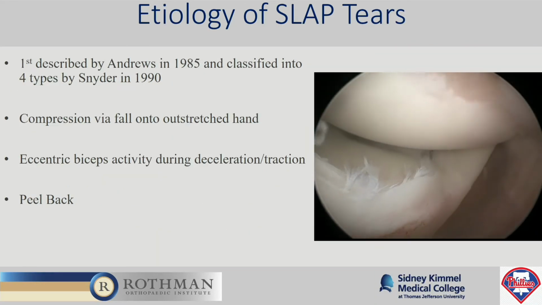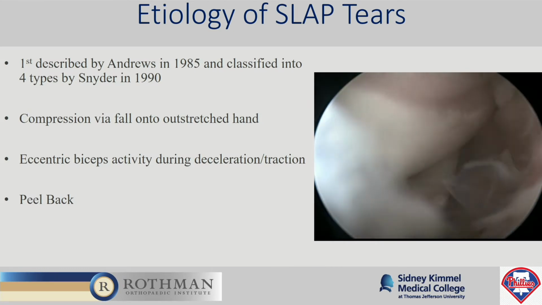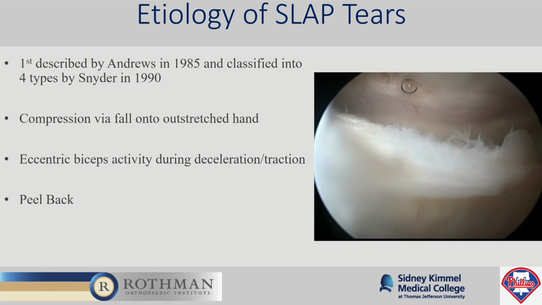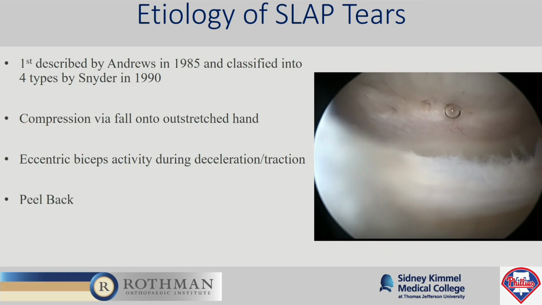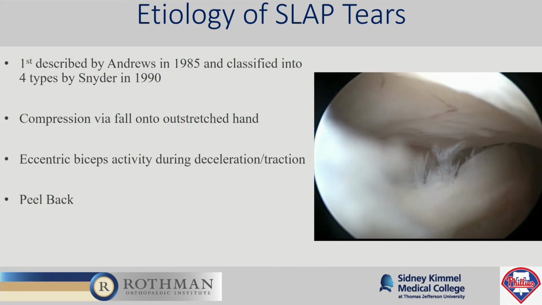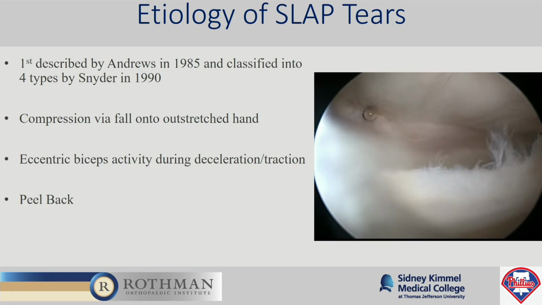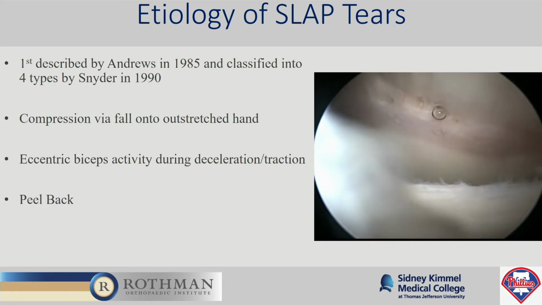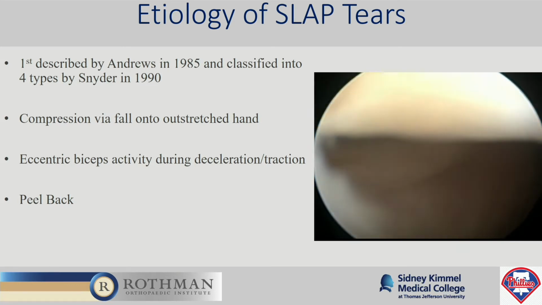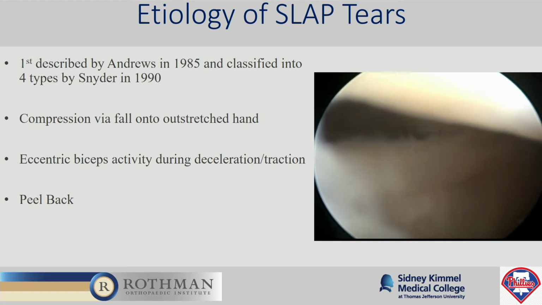When we talk about slap tears, we have to think about why they occur. There are two schools of thought as to why slap tears occur in our overhead throwers. It was first described by Dr. Andrews in the 80s, and Dr. Schneider then began the classification of them, which now has up to 10 types. You can certainly fall on your shoulder and have a compression injury, but that's not really what our baseball athletes are undergoing. There are two real main issues with our overhead athletes.